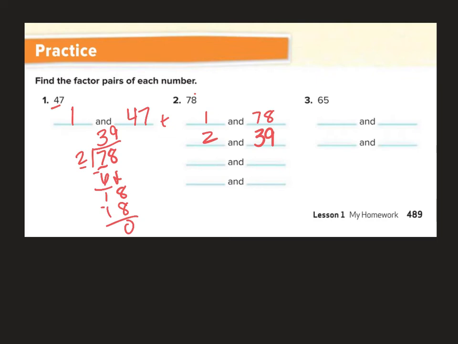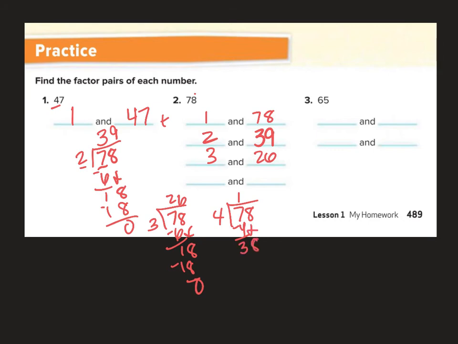Okay, what about 3? Do we know if 3 goes in there? Let's test it. 78 divided by 3. Oh, look at that. 18 divided by 3 is 6. Yeah, it's 0 left over, so 3 goes in there. I didn't think 3 was going to go in there. And 26. Let's see, 4. 78 divided by 4. Ooh, 4 does not go into 38.